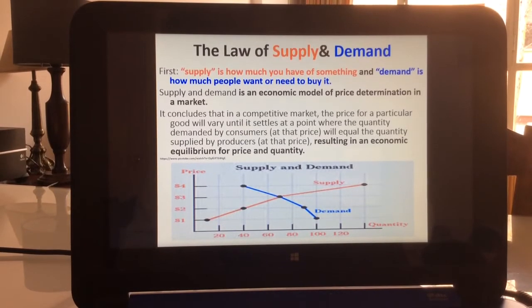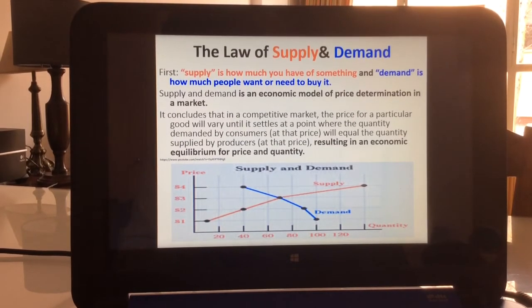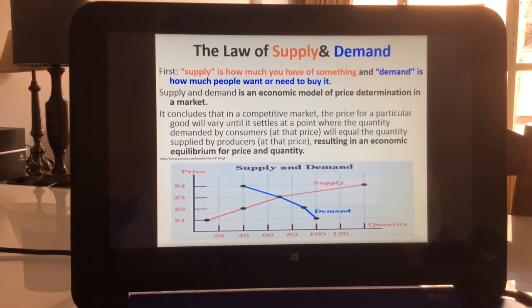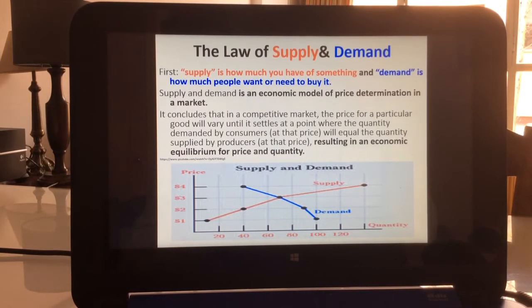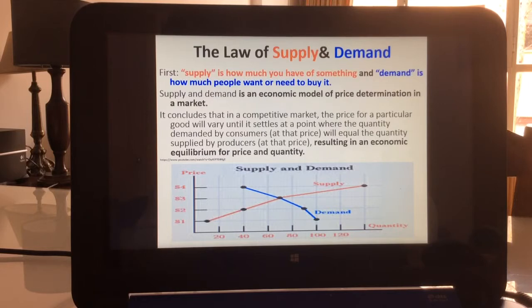and demand is an economic model of price determination in a market. That needs to be clear, that we're talking about a model, right? It concludes that in a competitive market, the price for a particular good will vary until it settles at a point where the quantity demanded by consumers at that price will equal the quantity supplied by producers at that price, resulting in economic equilibrium for price and quantity.